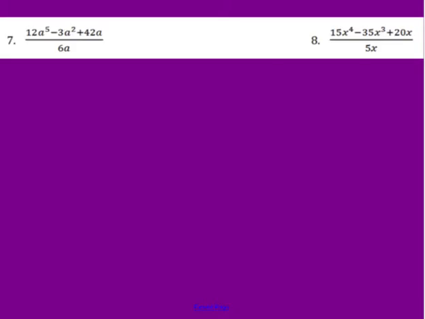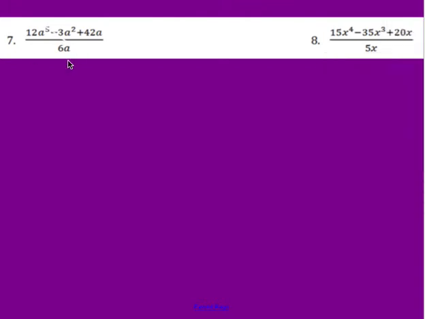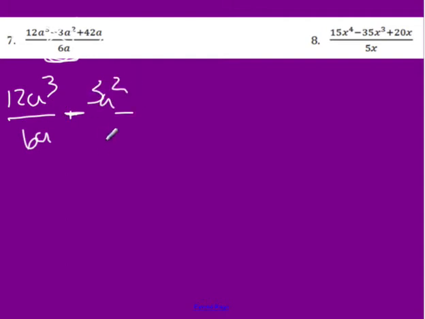Next, let's take a look at these ones. So this one actually isn't any different than stuff we've been doing. So what you're going to do when you do these problems is you're going to split it up into 3 fractions. So you're going to have 12a cubed divided by 6a minus 3a squared divided by 6a plus 42a divided by 6a.